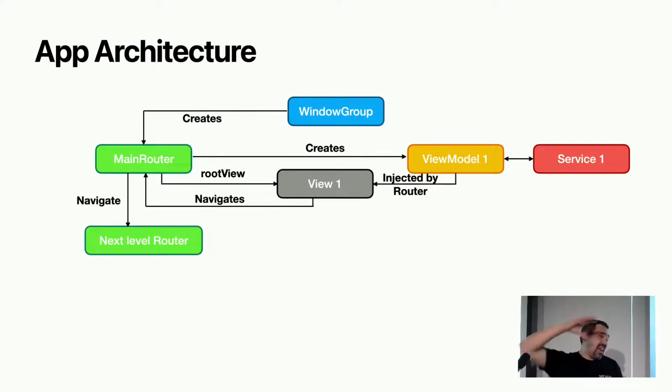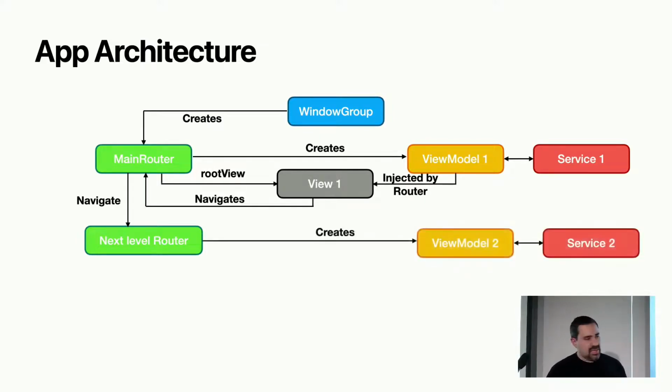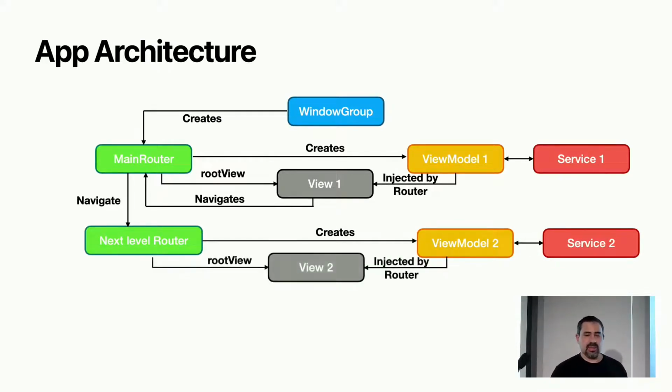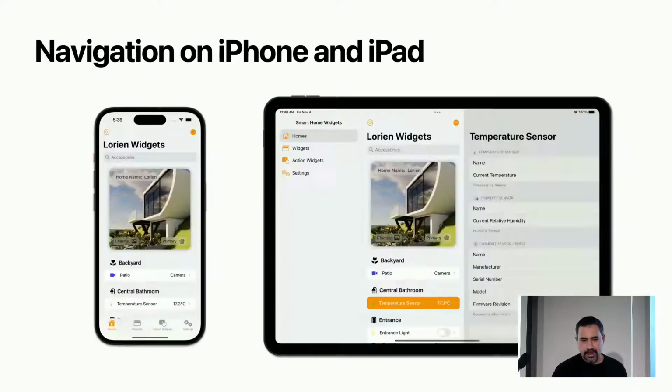So I didn't want to have everything in a big router, like with all my navigation state. So I got levels, different levels, right? So next level router, same thing. Will create its view models, services, present the view. And for visual context, the one on the left is basically when it's in compact horizontal size class. The one on the right is when it's on regular, right? So we got side view, content, detail.